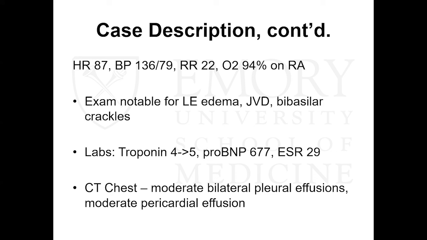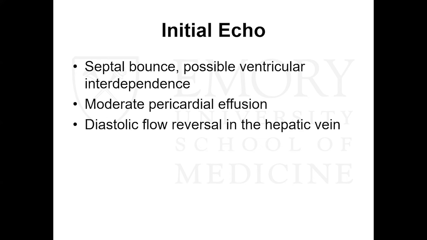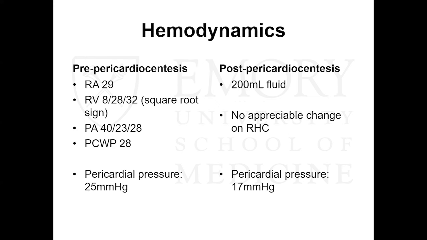So from here, the workup took off. He got an echo that showed some septal bounce, possible ventricular interdependence, redemonstrated that pericardial effusion, and also notably showed some diastolic flow reversal in the hepatic vein. So this really led down the pathway of something going on in the pericardial space that's causing all of this. He ultimately got a thoracentesis, and cardiology and infectious disease got involved. But all of this led down the pathway of an invasive assessment.